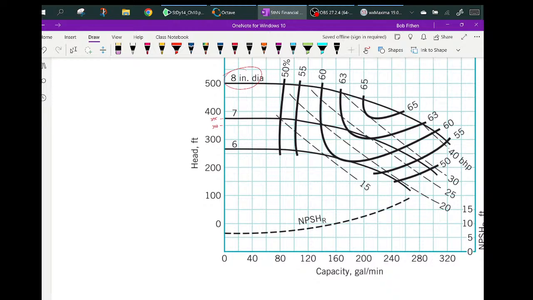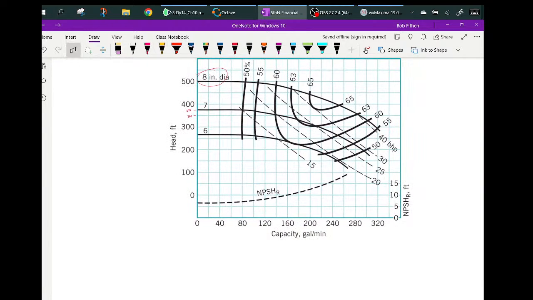So how do we do this? Here's the approach that I often take. Now, here's gallons per minute, but I want to turn this into cubic feet per second because that's what my Q is going to be listed as.